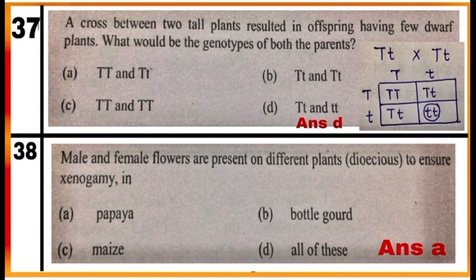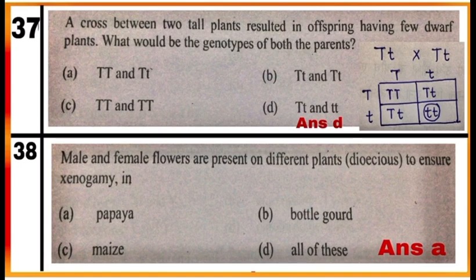Check the other options also. In option A, we will get all tall plants. In option C, also we will get all tall plants. And in option D, we will get 2 tall plants and 2 dwarf plants. They are not in the same ratio. So here mark B as a correct answer.